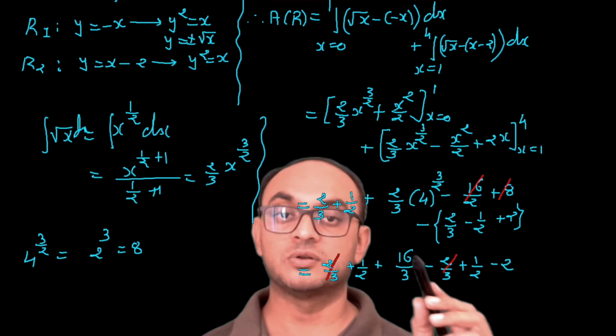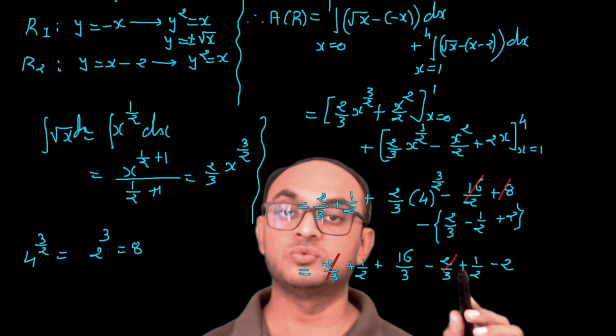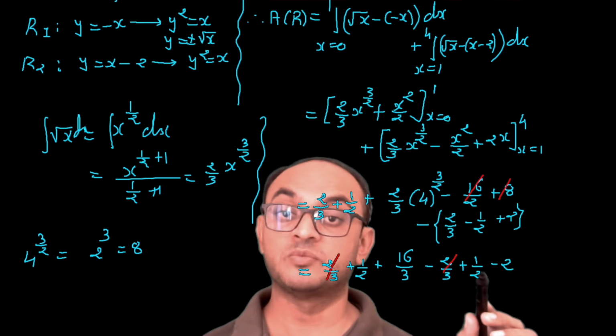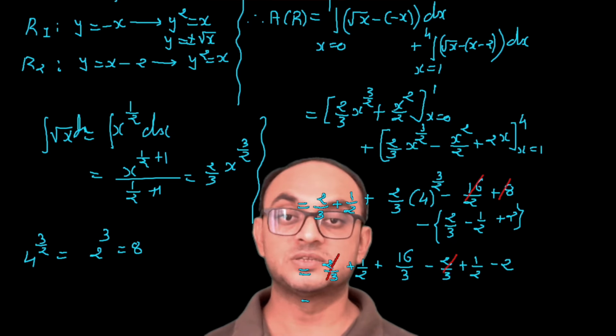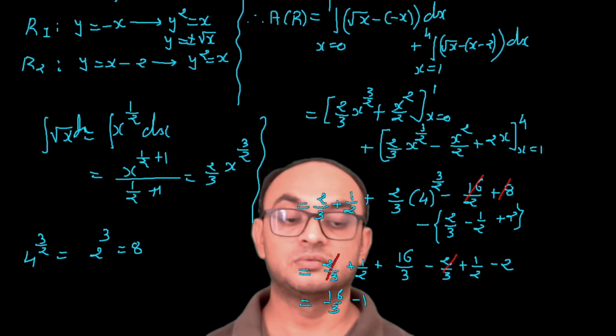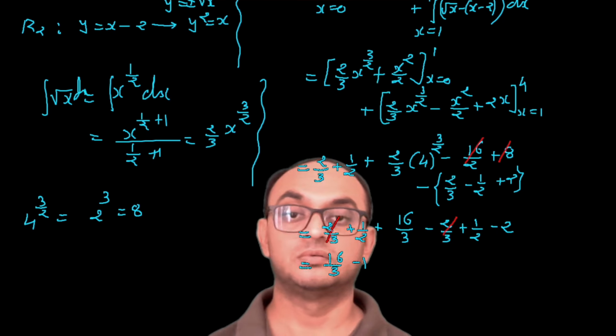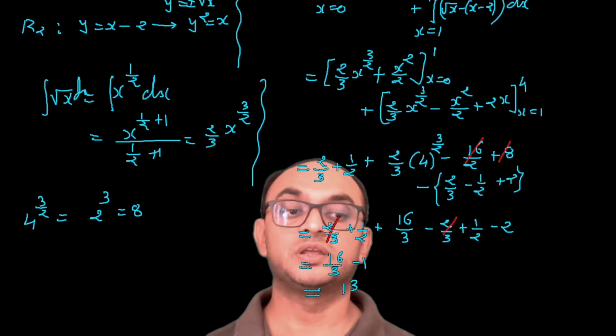Right. So the total quantity is 16 upon 3, and 1 by 2 plus 1 by 2 is 1, minus 2 is minus 1. So 16 by 3 minus 1. So this is equal to 16 by 3 minus 1, which is equal to 13 divided by 3.